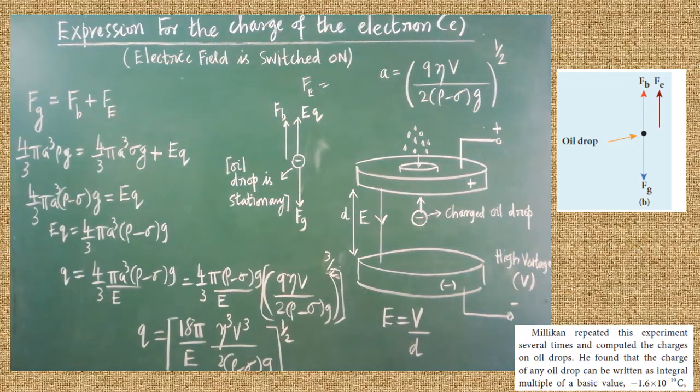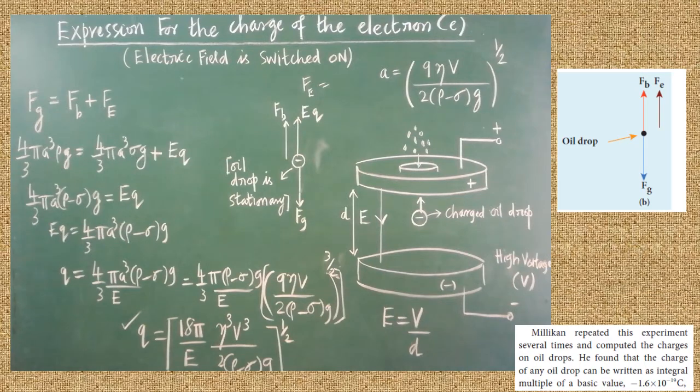Are you clear? So by knowing the value of the coefficient of viscosity of the oil, the terminal velocity, the electric field strength, and then the density of the air, the density of the oil drop, and g, if everything is substituted, we are able to get the Q value. Q, what is Q? The net charge stored on the oil drop can be measured.